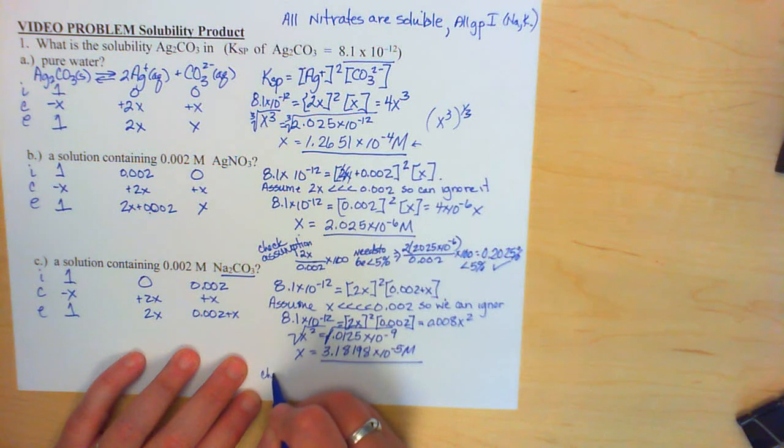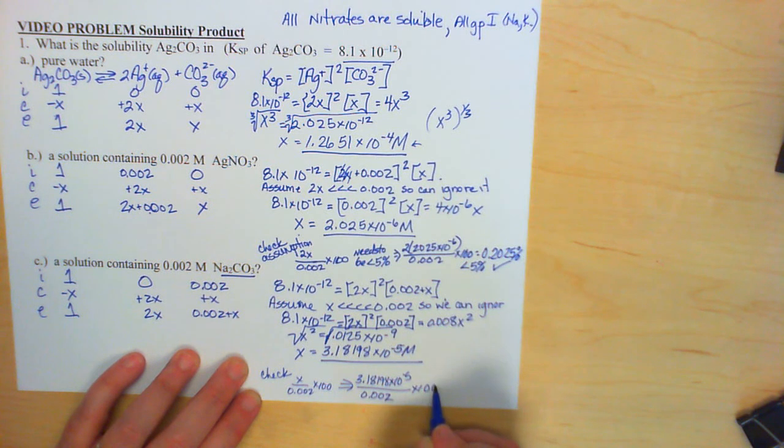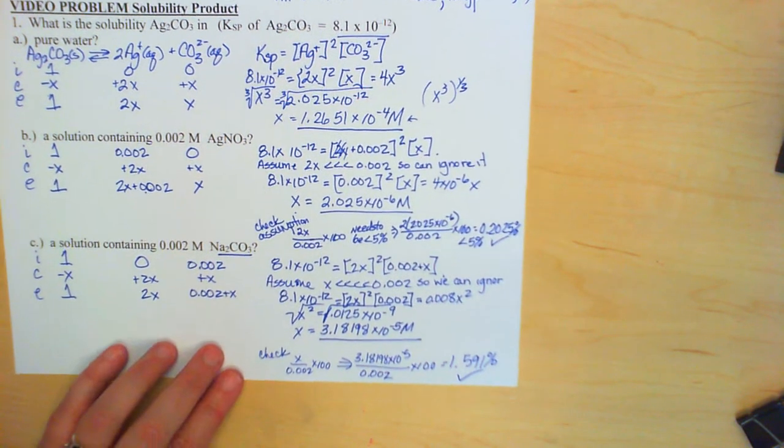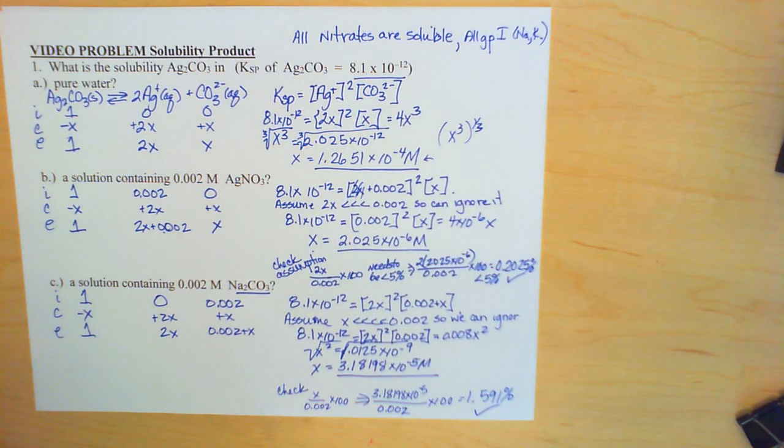Now we still have to check it. So our check is going to be x over 0.002 times 100. So when we substitute it in, it's 3.18198 times 10 to the minus fifth over 0.002 times 100, which comes out to be 1.591%. That's a check. We're less than 5, so we're good to go. This is how you work a solubility problem with common ions.